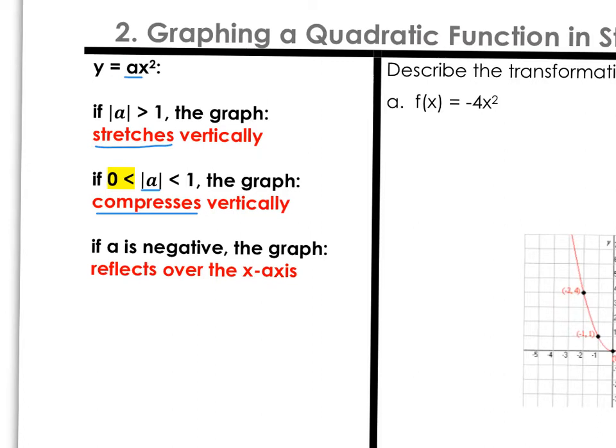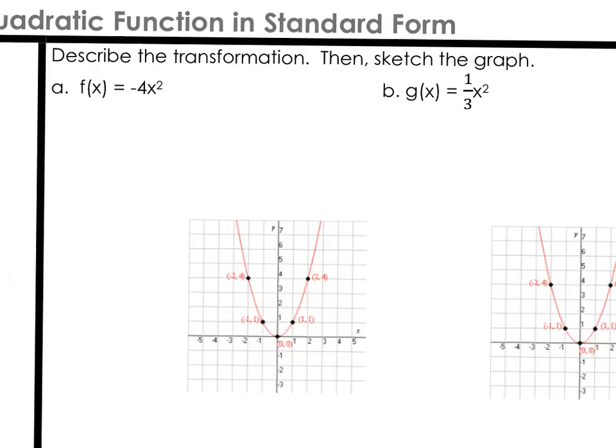And then last but not least, if a is a negative value, just like absolute value, it will make it reflect over the x-axis. So let's put those descriptions to the test. Describe the transformation, then sketch the graph. f of x equals negative 4x squared. So notice from the parent function, we have an a value of negative 4. When it was an a value for absolute value, we're going to describe the transformations the exact same way. The negative means this quadratic function will reflect over the x-axis.